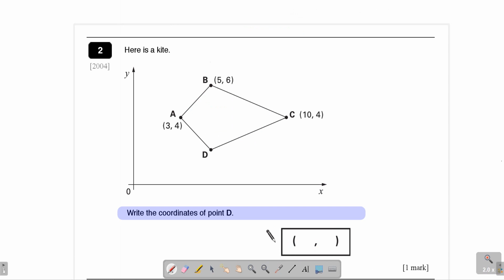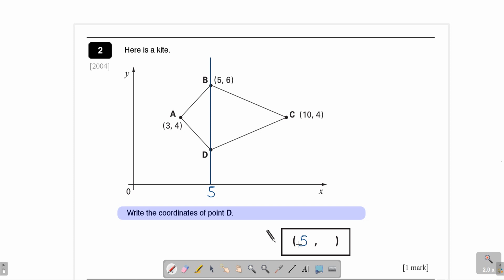Here is a kite. We saw this one as well. And again, if you know it's a kite, then you are going to have some patterns going on. We need to work out the coordinates of point D. Now, point D is here, and if we use point D, we've got B that we can already use. And using B, we can work out the X point, the point on the X scale. And B's X point is 5. So D's X point is also going to be 5. D's X coordinate is 5.